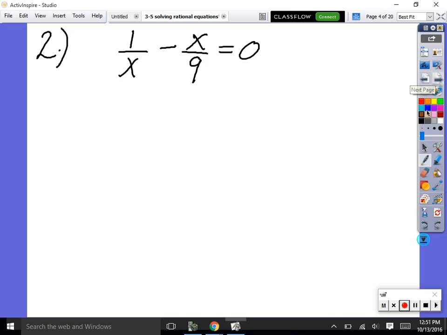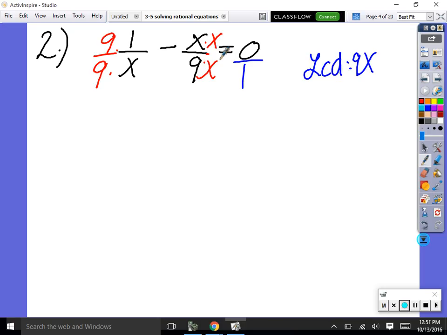Number 2. So we need a least common denominator. This is 0 over 1 technically. So we have an x in this one and a 9 in this one. So our least common denominator is 9x. Let's make all of the denominators 9x. We multiply by 9 over 9. We'll multiply by x over x.